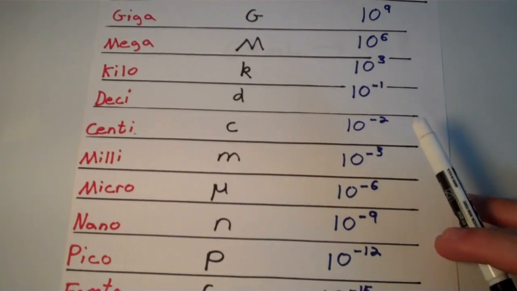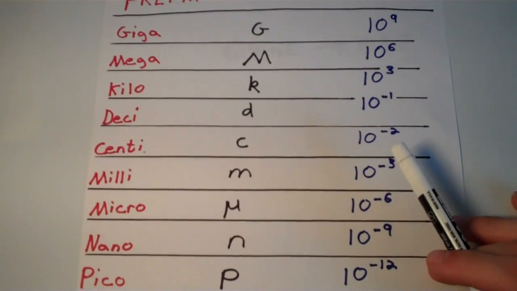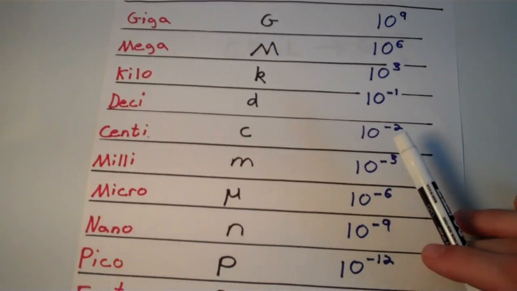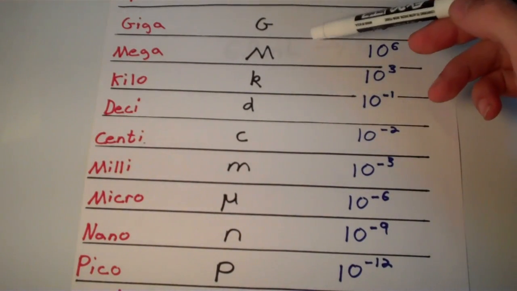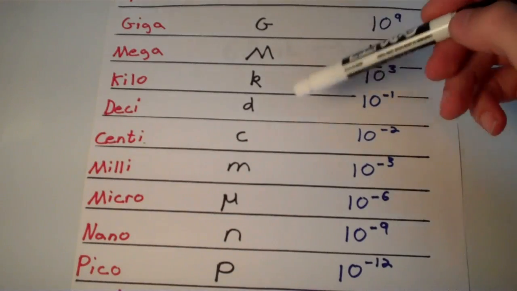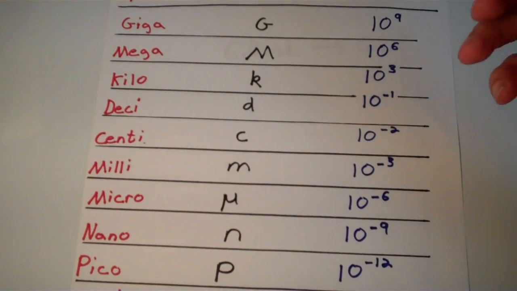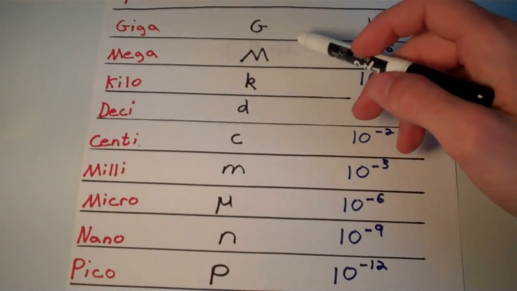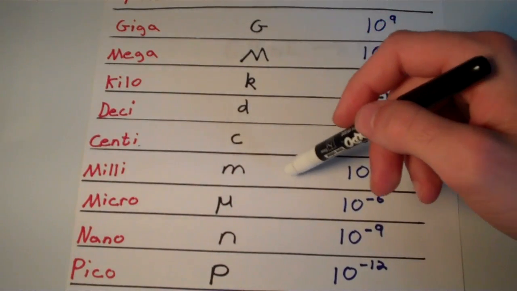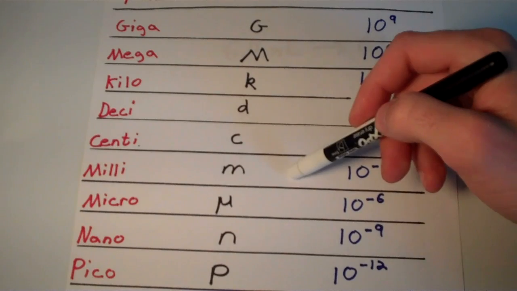Another thing that I should point out here is that capitalization is important. In other words, these prefix symbols are case sensitive. What do I mean by that? Well, take a look at the symbol for mega and the symbol for milli. The symbol for mega is capital M, and the symbol for milli is lowercase m.